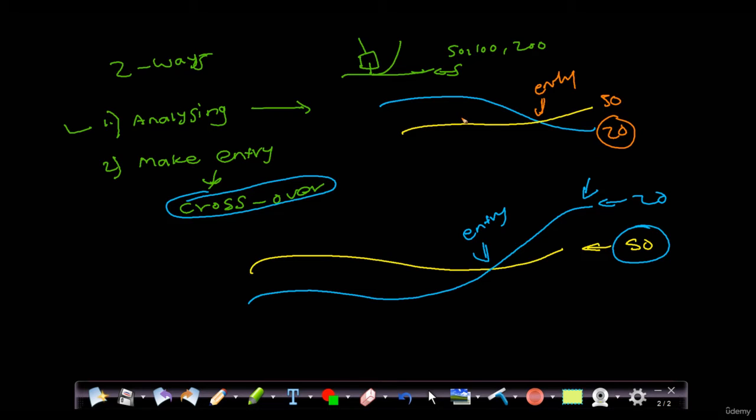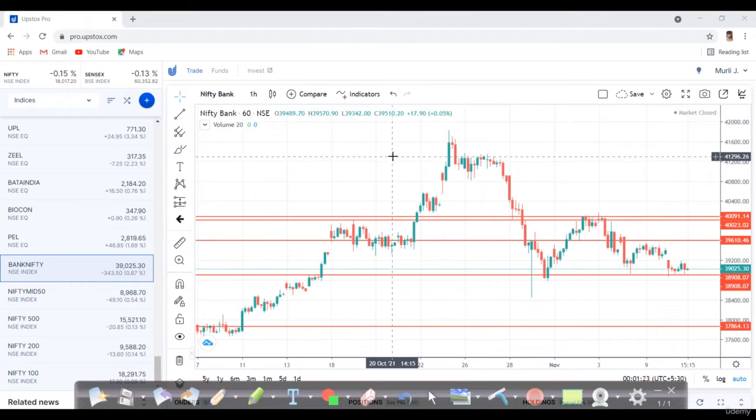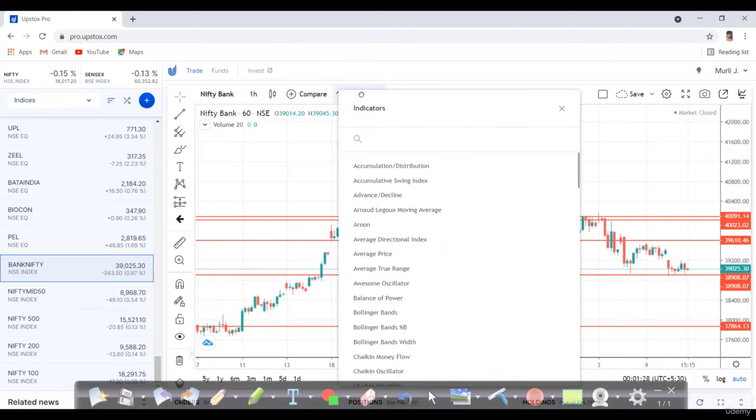Now without wasting time, let's take a live example from the chart. This is the TradingView platform. Actually this is the broker platform, but the broker has integrated TradingView into their platform. So how to choose? Go to indicators and type moving averages. You will get multiple moving averages that play different roles, but in this video we are going to discuss simple moving averages. Just click on moving averages, right?